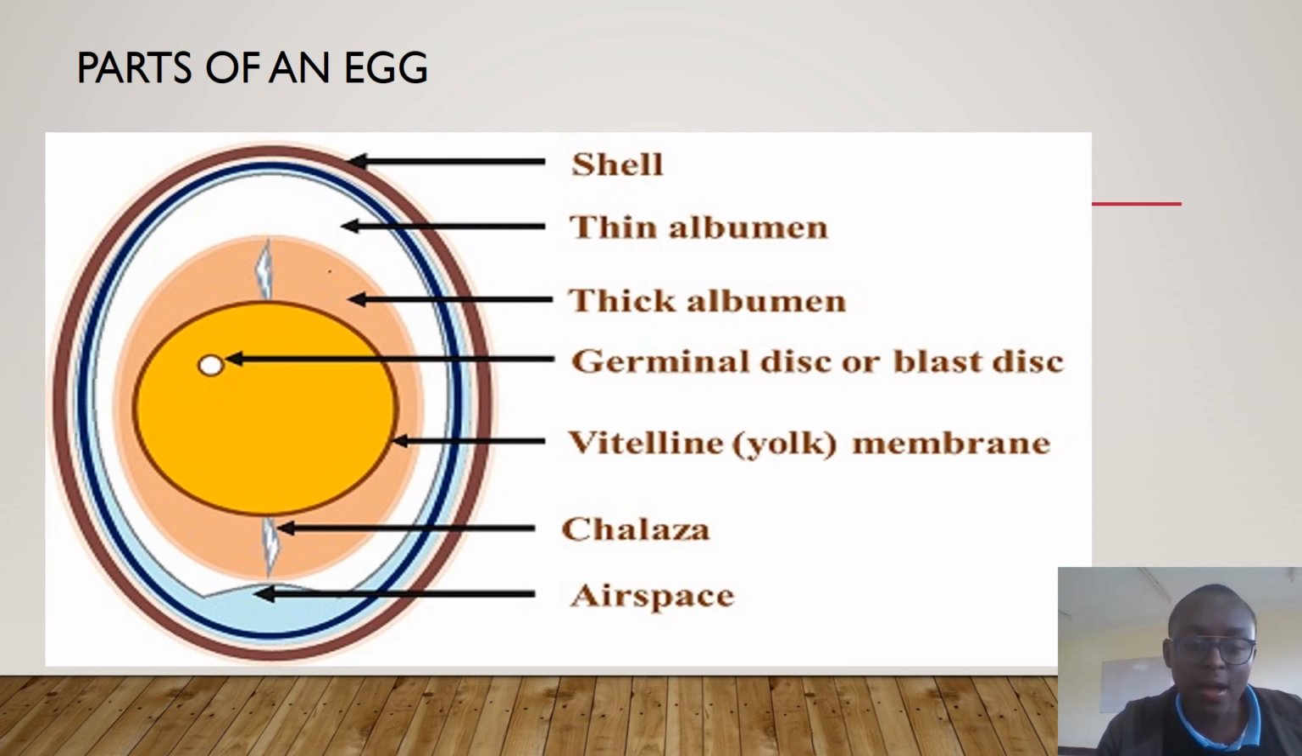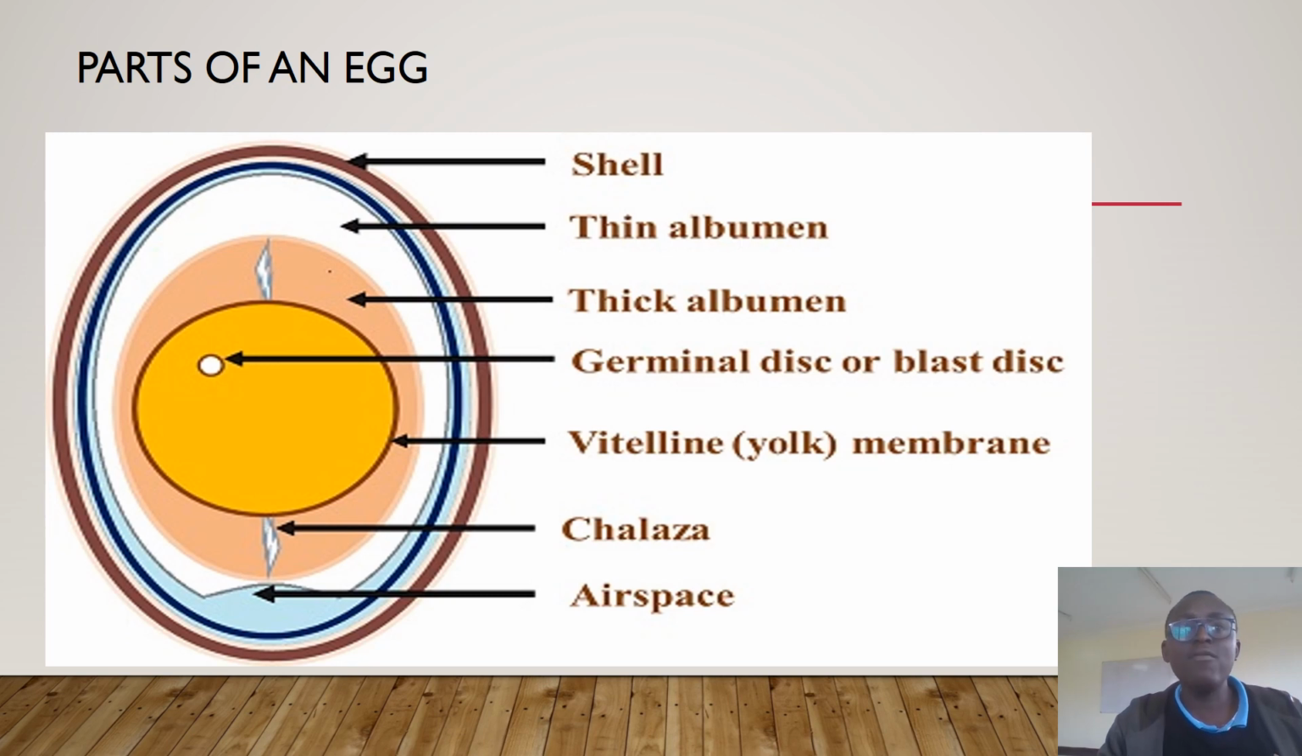Parts of an egg. They include a shell, which is made up of calcium carbonate. We have the thick and thin albumin, which are sources of protein. The next part is the germinal disc, which is a spot that develops into the embryo. We have the yolk, which is high in cholesterol and contains all the fats of the egg.